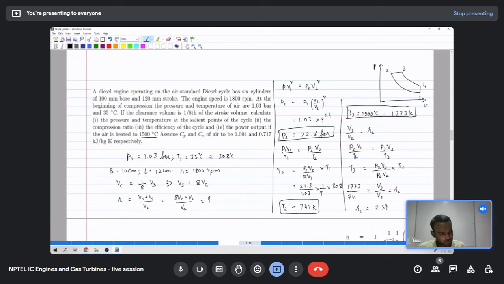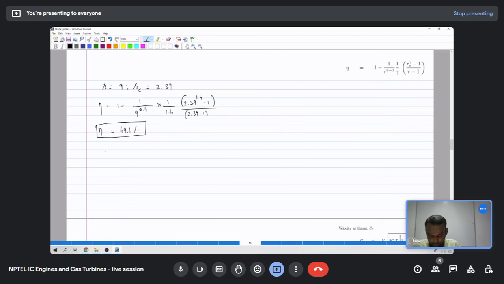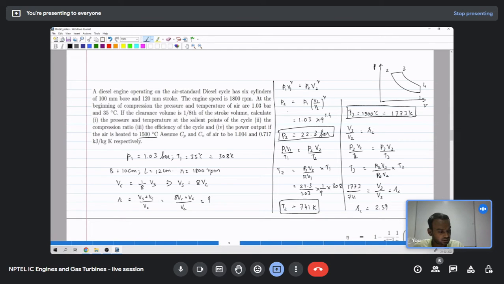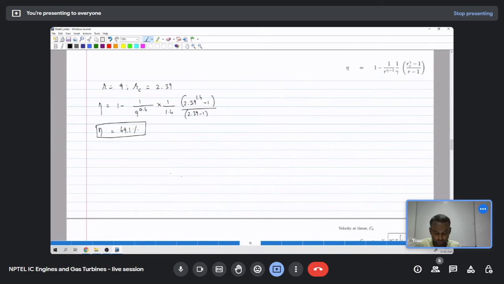Based on the volume ratio, I know P4. I am writing from this relation: P3 V3 power gamma equals P4 V4 power gamma. So P4 is equal to P3 times (V3 by V4) power gamma. Here V4 is V1.